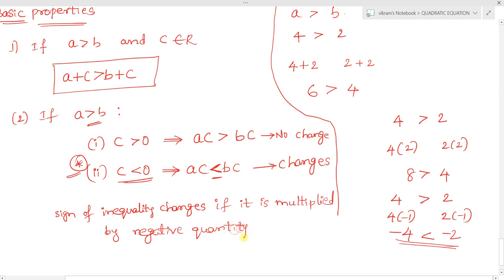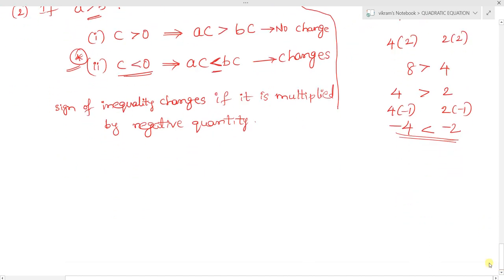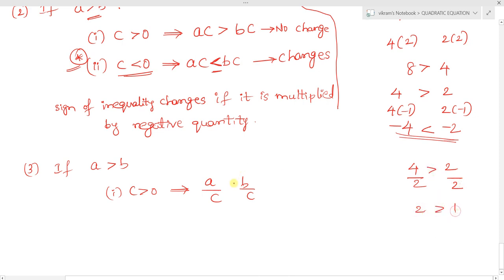Which is an important consideration we need to take into account. Now the same thing applies to division. If A is greater than B and C is greater than 0, then consider A by C and B by C. For example, 4 and 2, again the same consideration, dividing by 2. 4 is greater than 2, and 2 is greater than 1. So division by a positive quantity results in no change.